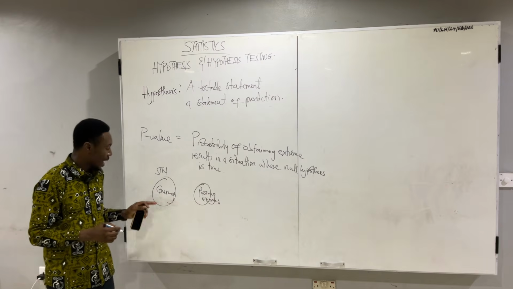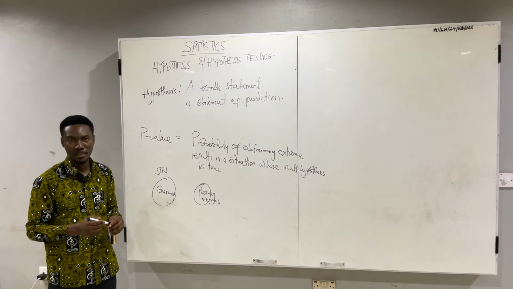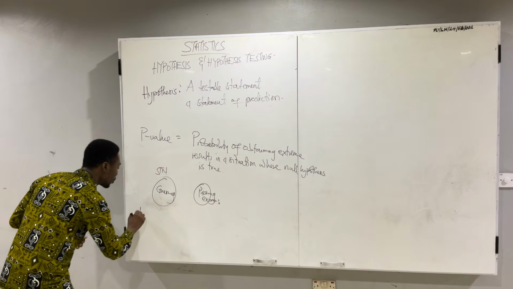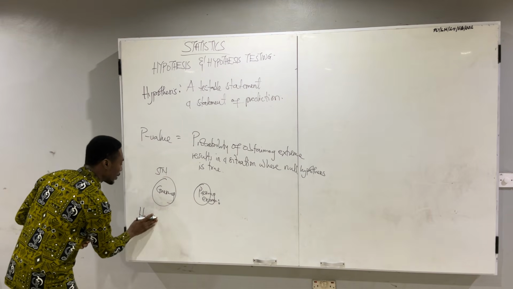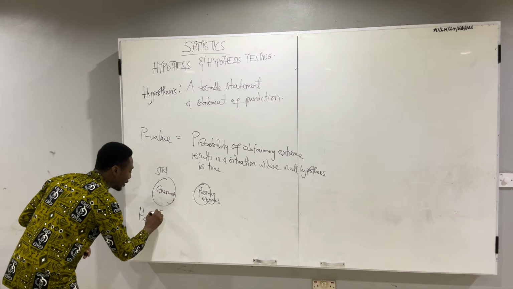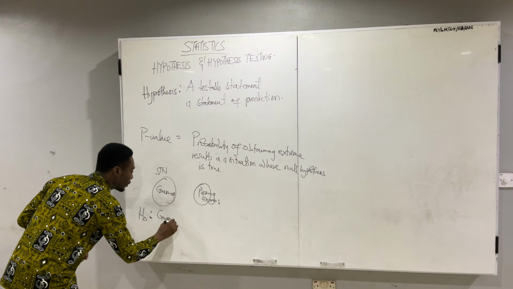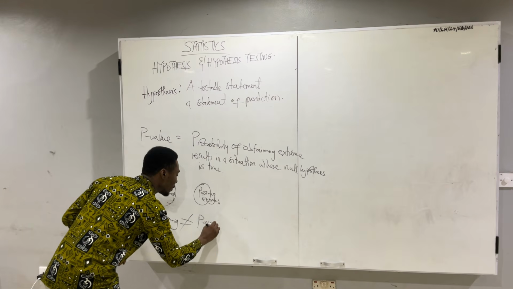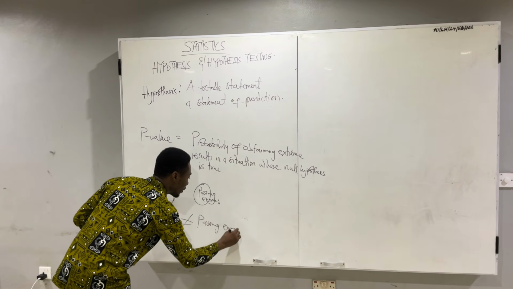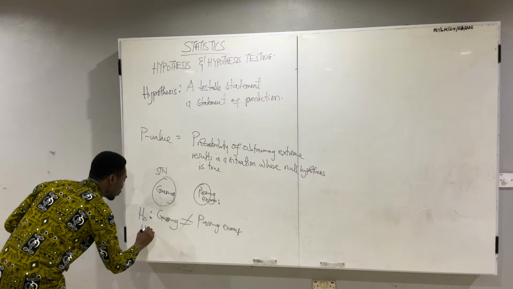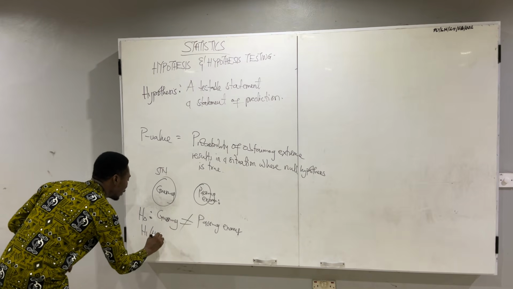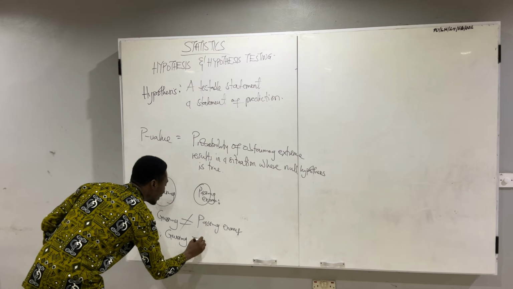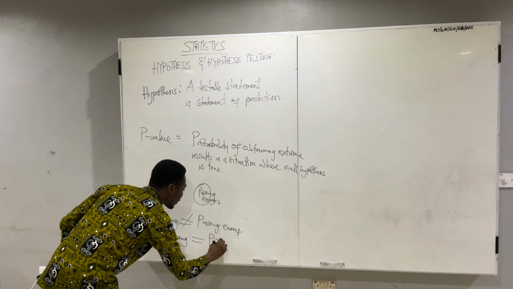So you see, we have guessing and passing exams. But now the question we have to ask ourselves is, let's state the hypothesis. So we have the null hypothesis. The null hypothesis is going to say guessing is not equal to what? Passing exams. Alternative hypothesis, H1 or HA: guessing is equal to passing exams.